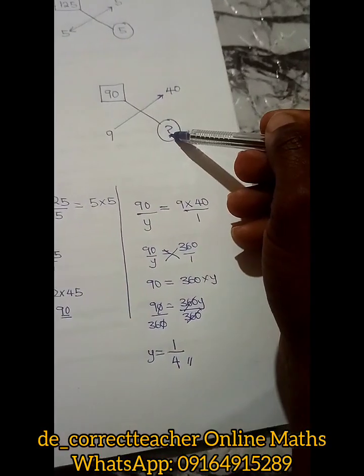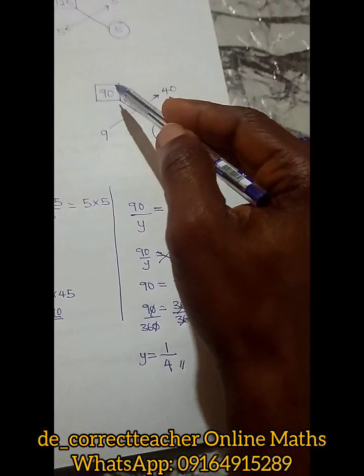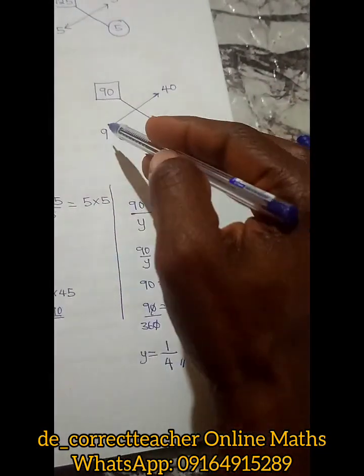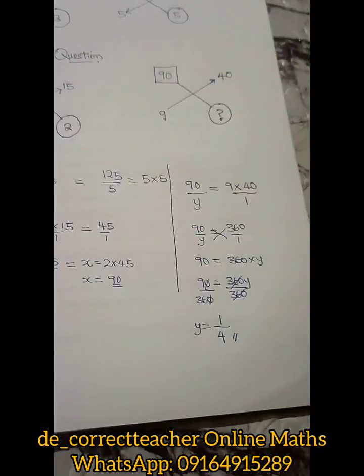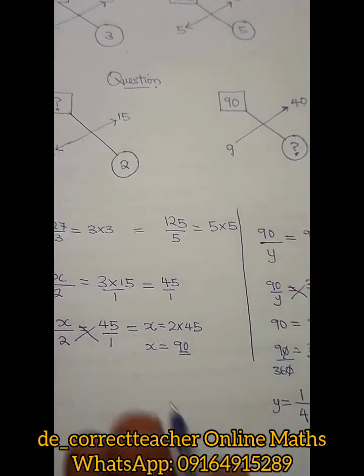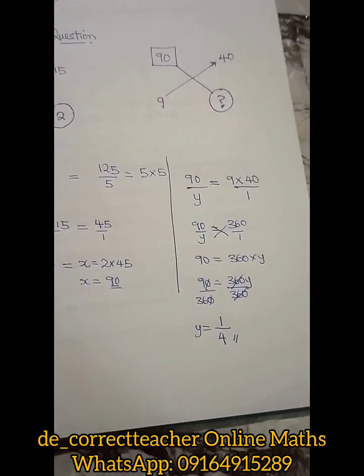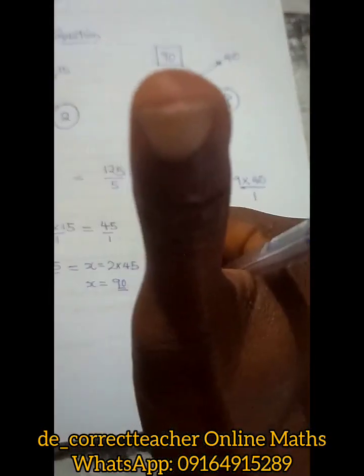So if I put 1 over 4 here and use it to divide 90, certainly I'm going to get 360. So that is what it's saying. If you have a quantitative question like this, you can simply use it like a word problem to find the equation, then you have your answer. All right, so bye for now.